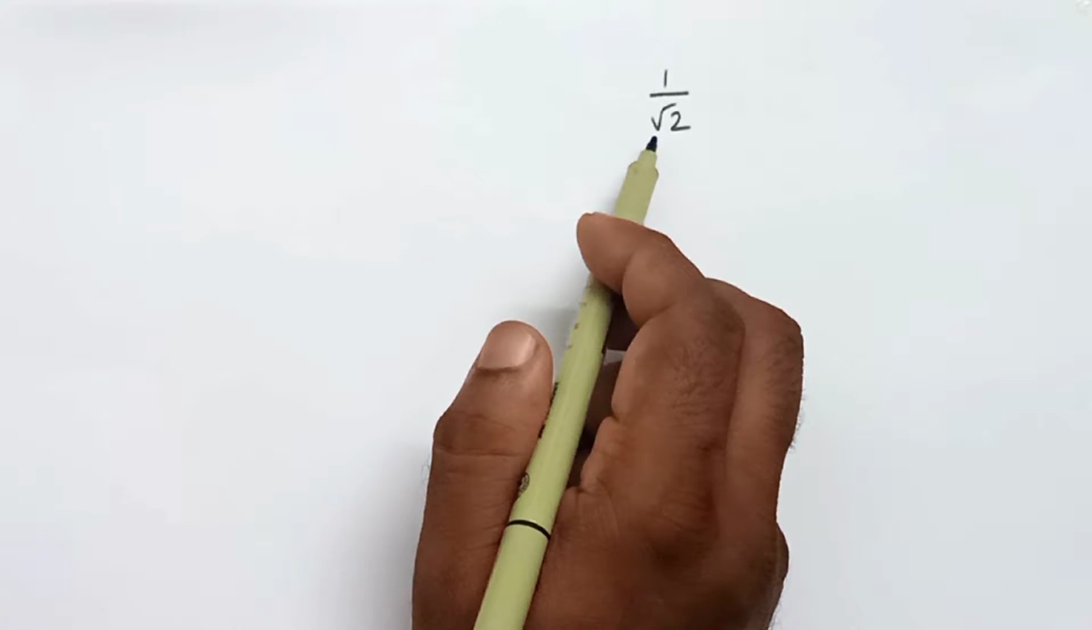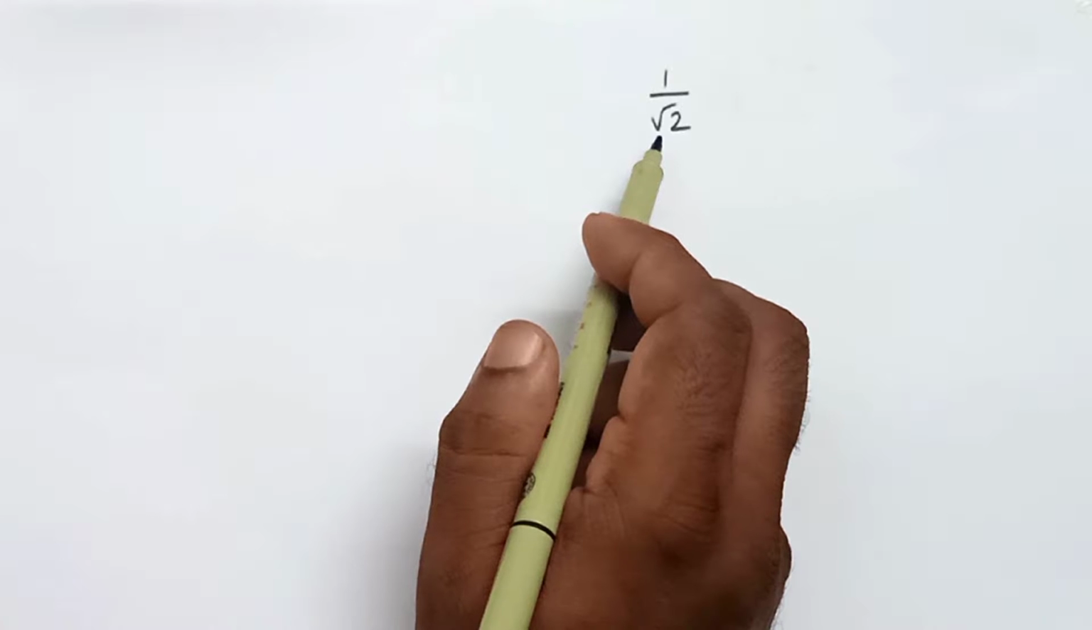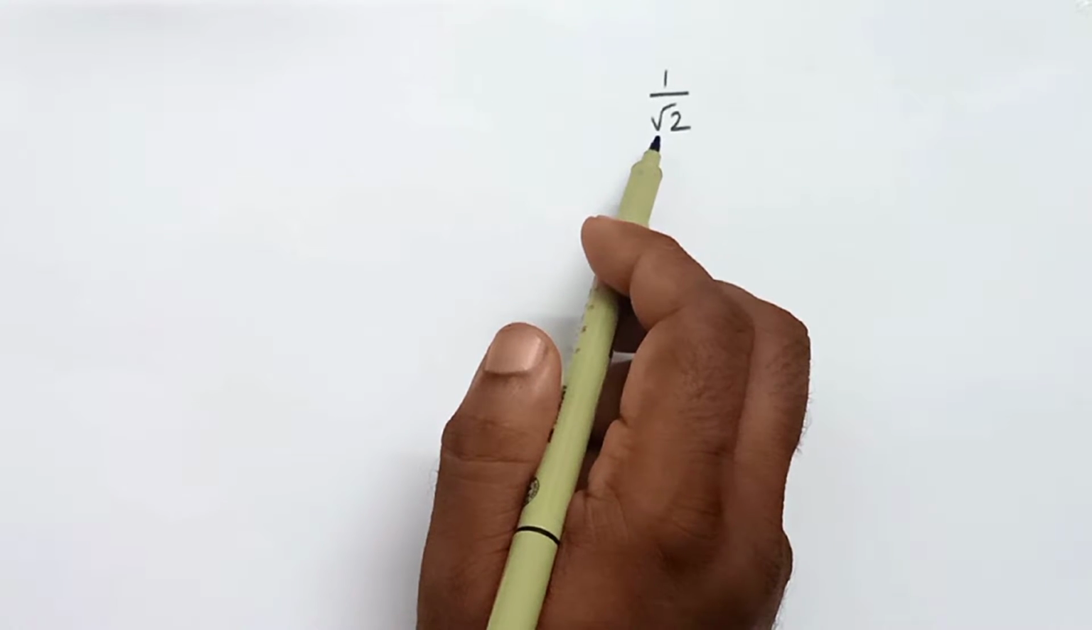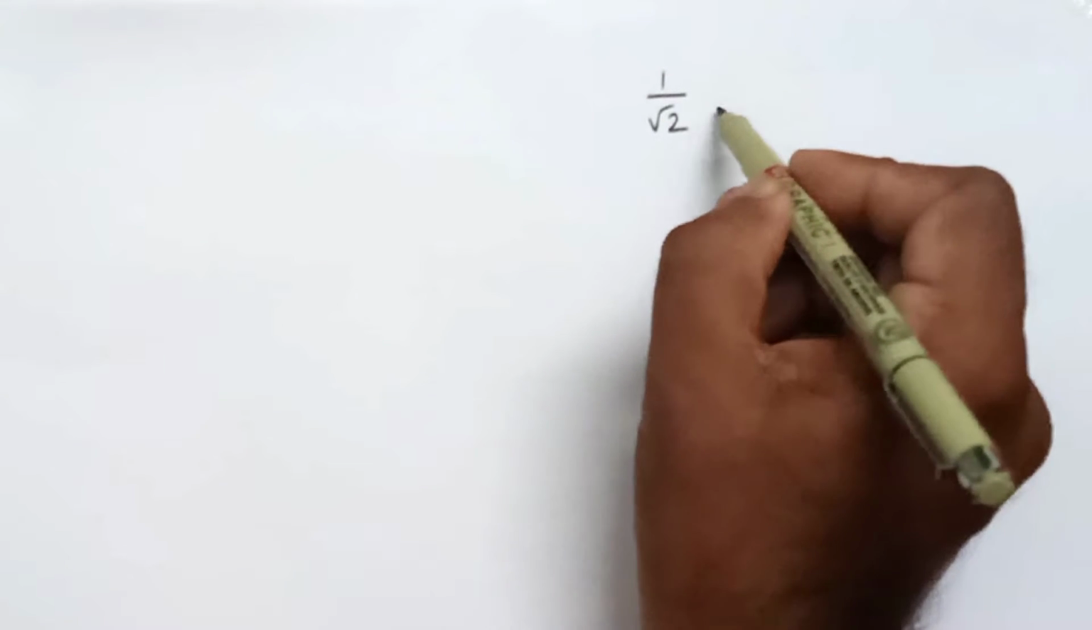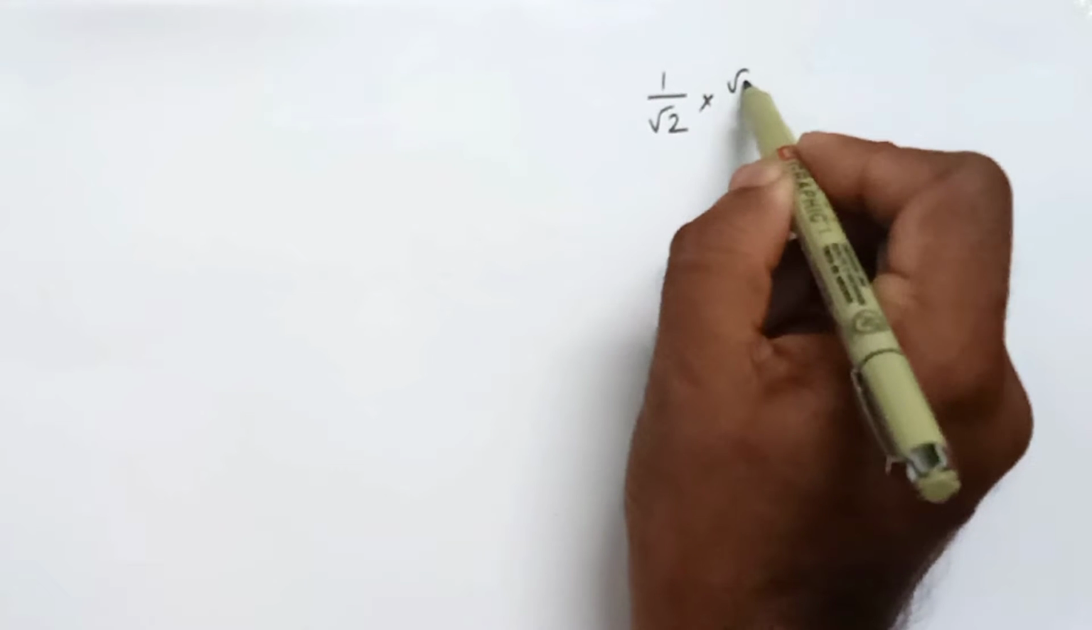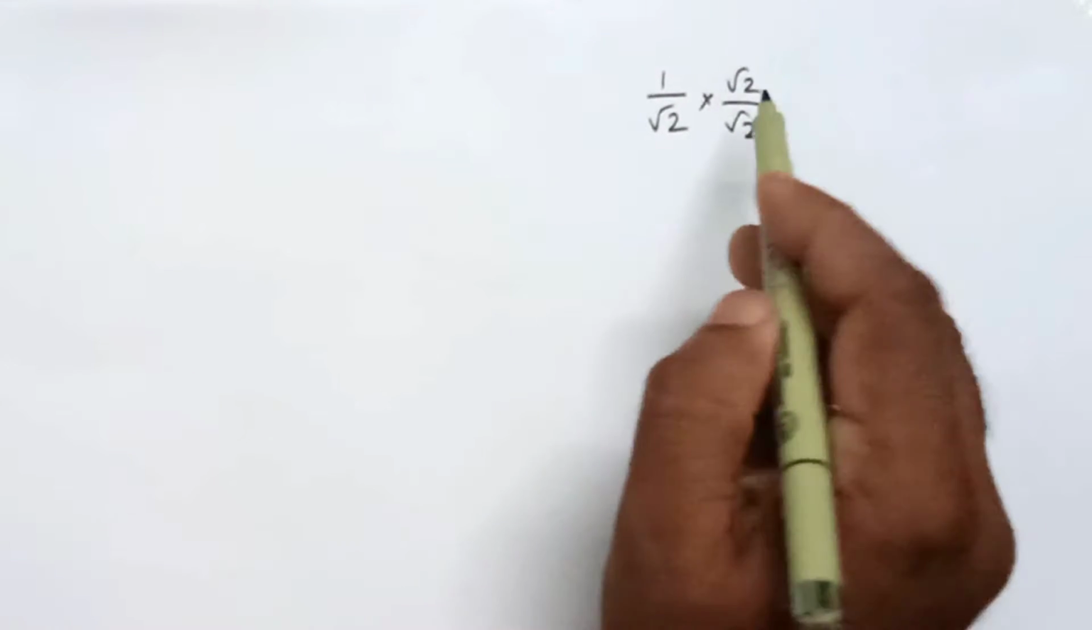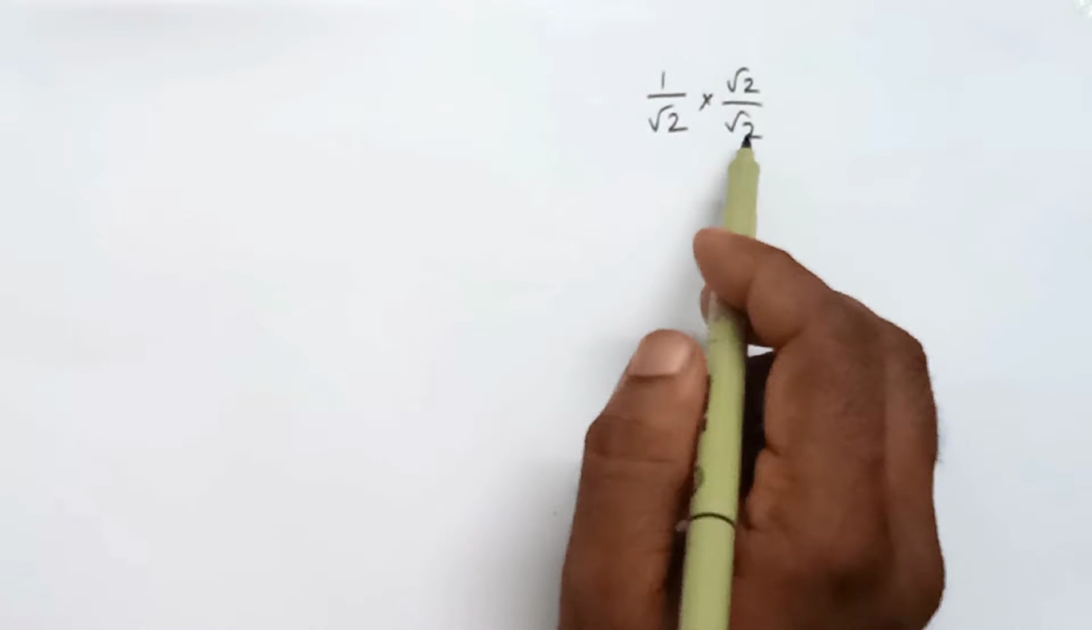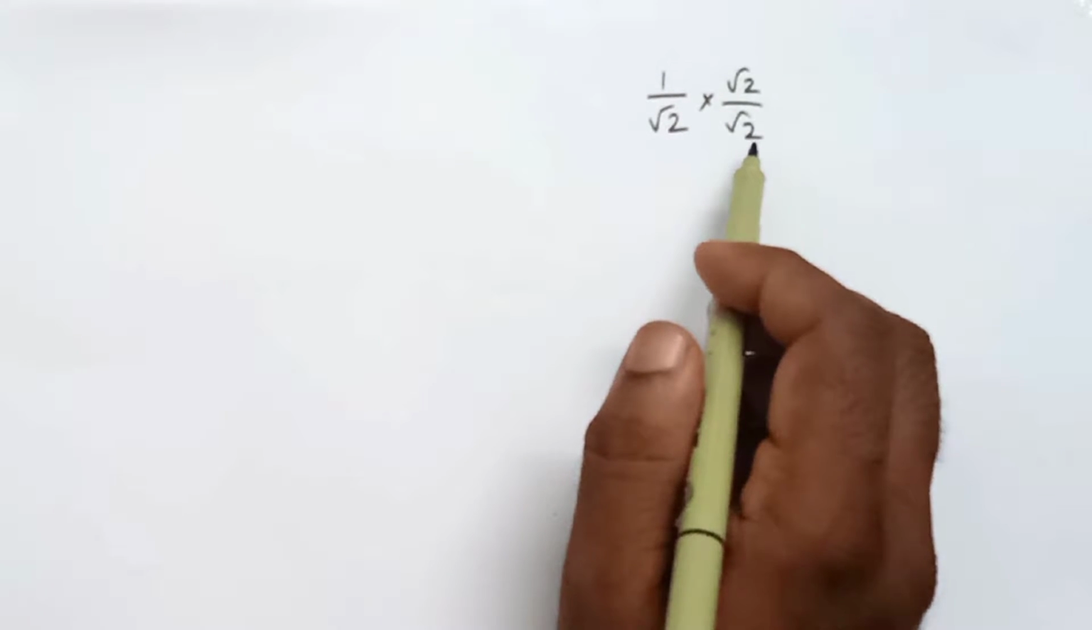Root 2 is irrational. We have to convert the denominator into a rational number. So we can multiply 1 by root 2 by root 2 by root 2. We know the value of root 2 by root 2, that is 1. So the value will not be changed.